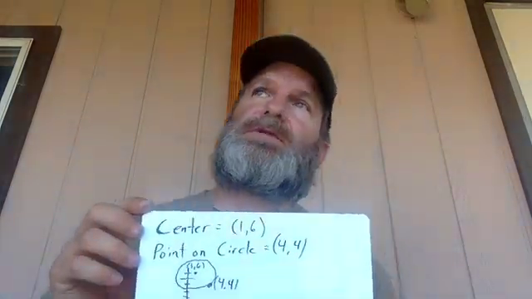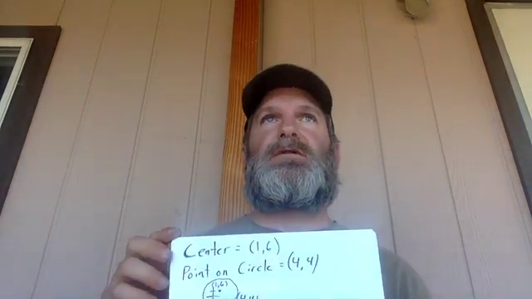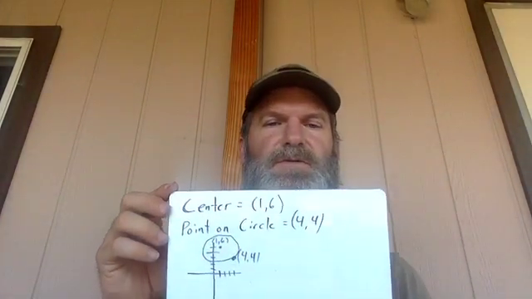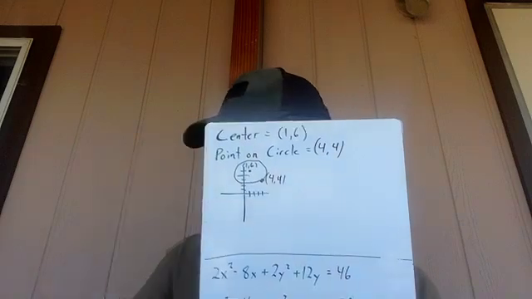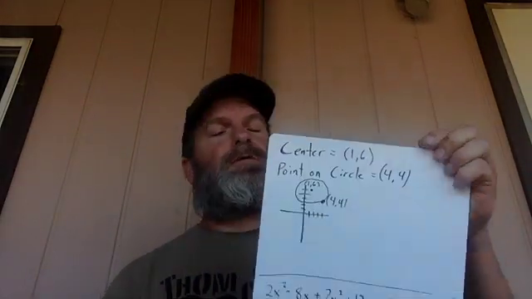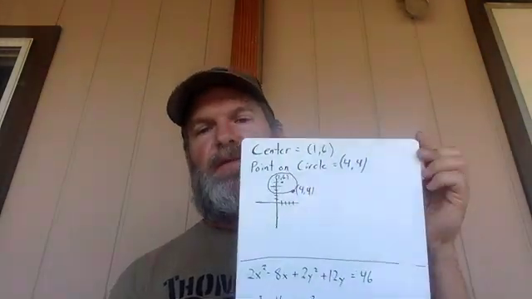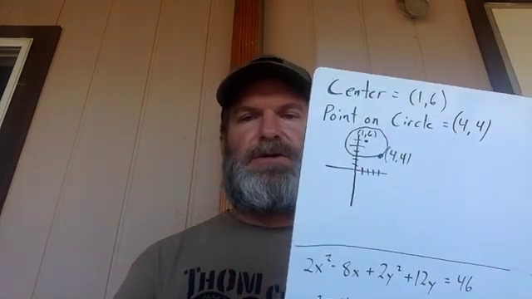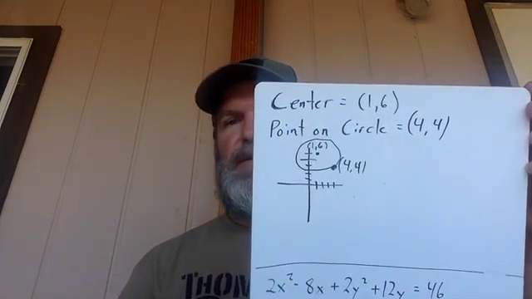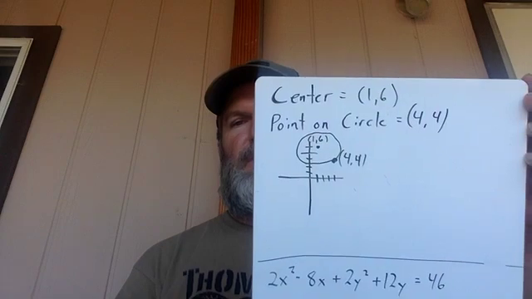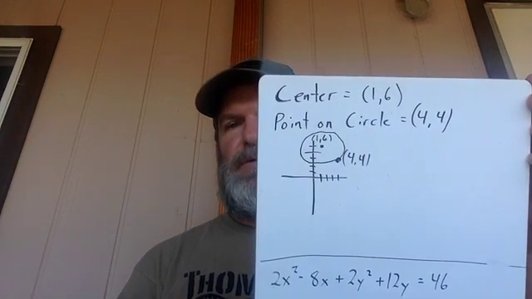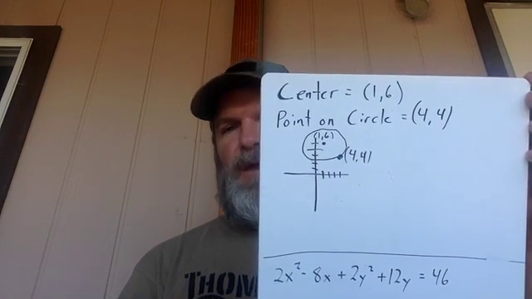All right. Today's homework is similar to yesterday. The warm-up problems are a review, and they are the type of problems where you're given a center and a point on the circle, and you have to find the equation of the circle. So here's an example of that. The center is 1, 6. The point on the circle is 4, 4, so I drew a little picture for you there.